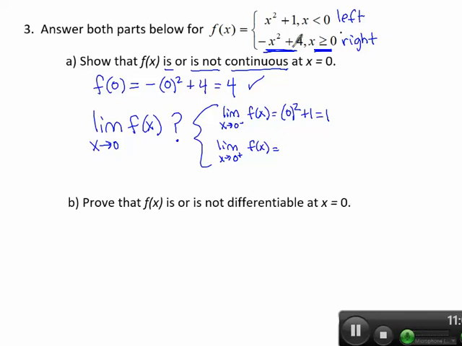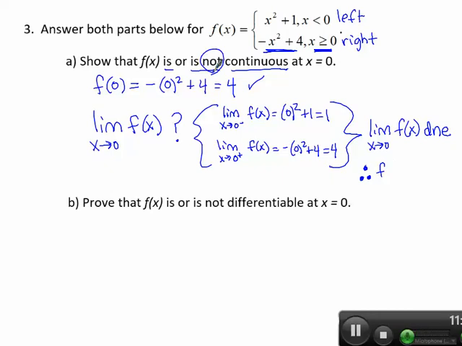And then we'll do the limit as x approaches 0 from the right of f of x, and that's going to use the bottom expression, which we also had to use for our function value, and that equals 4. Notice these two are not equal, which means the limit as x approaches 0 of f of x does not exist. Therefore, the function is not continuous. f of x is not continuous at x equals 0. It fails that second part of the definition of continuity.